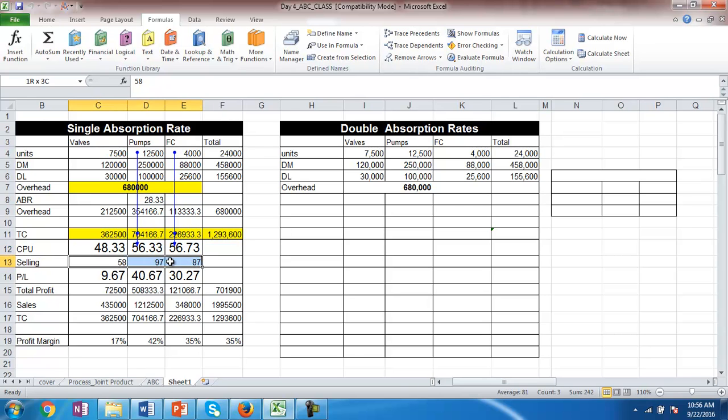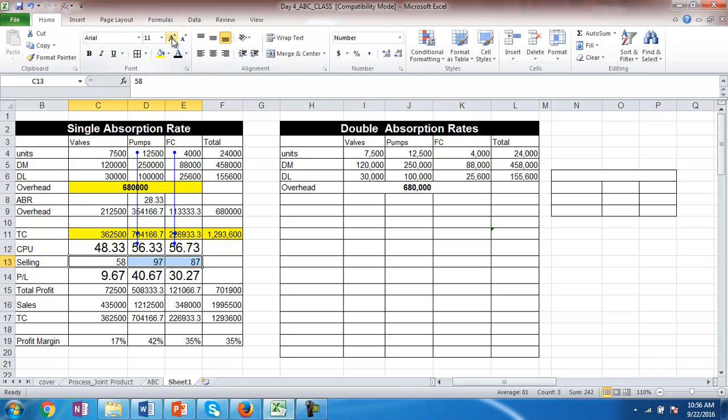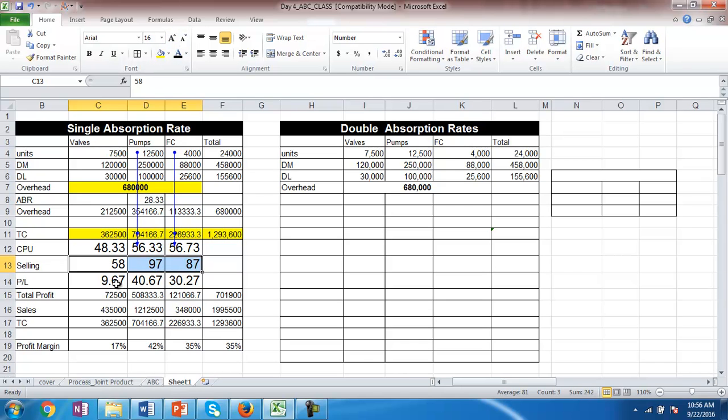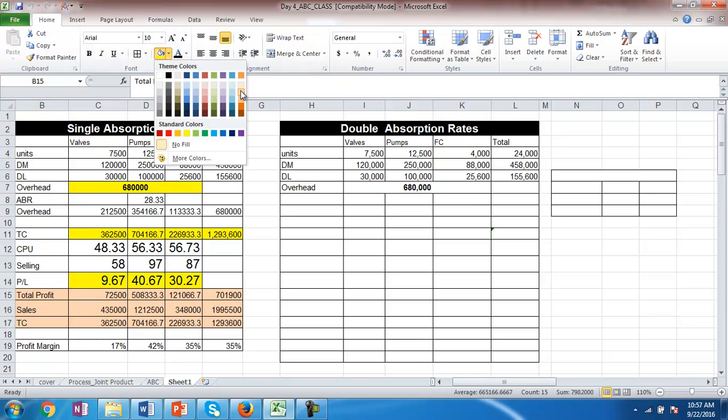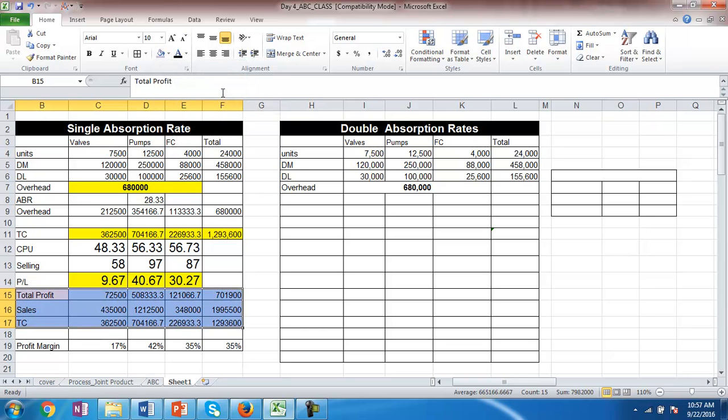And suppose the sales price is given, on some basis they fix the selling price, and so profit per unit is 9.67, 4.67 and 3.27. So the total profit for each product is profit per unit multiplied by number of units. We get the profit, sales and the total cost. Suppose we highlight it so that we can compare this with the other information as we collect.